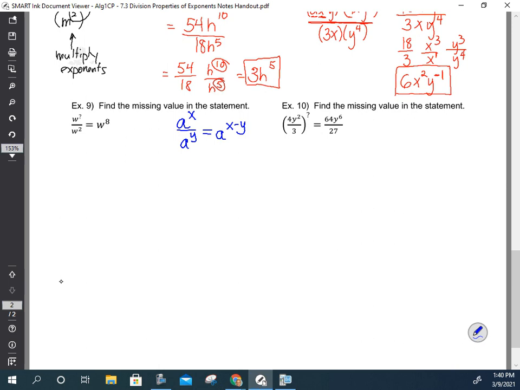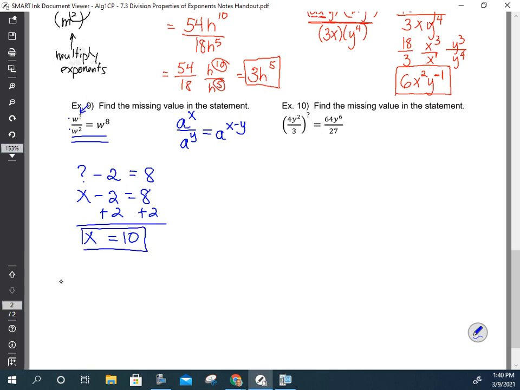So if you use the formula with this problem, you have the same base, so you take the exponents and subtract them. Question mark minus 2 equals 8. So that means x minus 2 equals 8, and then it becomes a basic equation. Add 2 to both sides. So x equals 10. So that means the exponent at the top has to be 10.